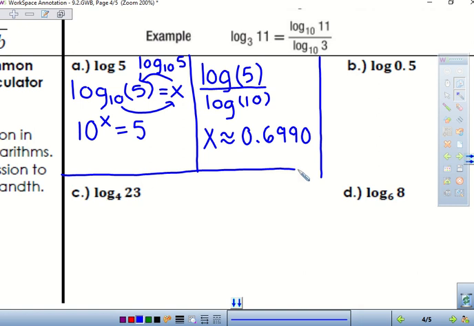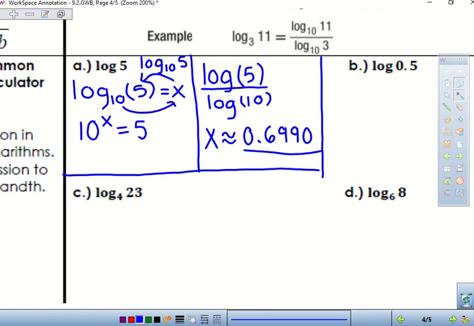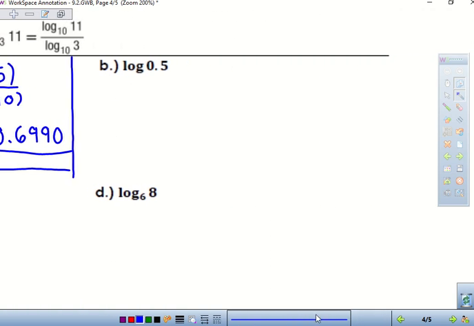So what that means is, mathematically, if you take 10 and put it to this power, you're going to get approximately 5. So we just figured out what we can put 10 to get 5. That's the reason for why we would do all of this. Okay? All right. So let's go ahead and do the next one.